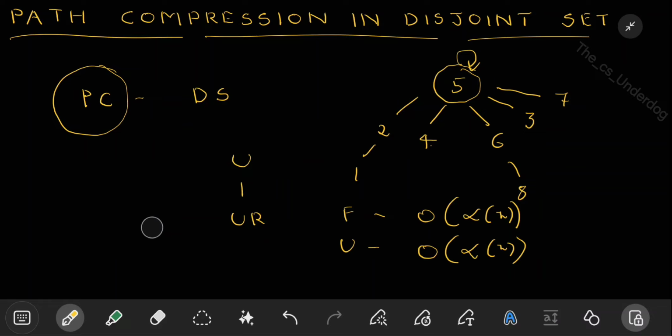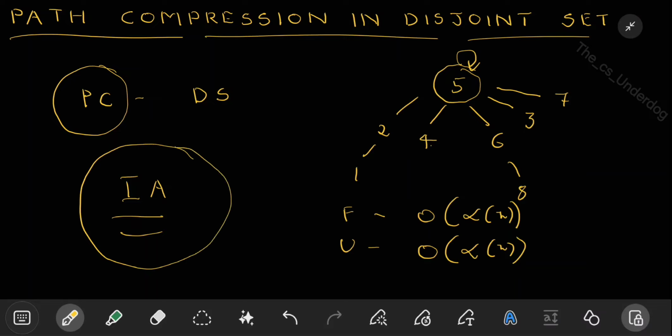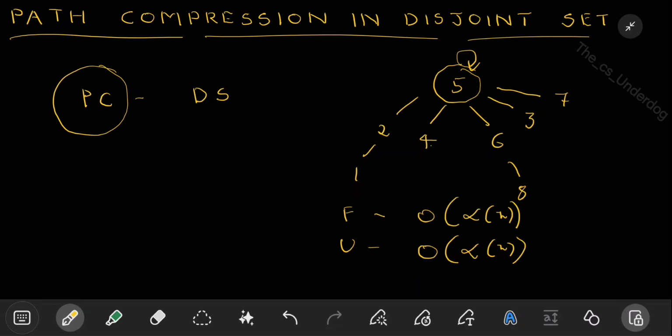And what is this alpha? Alpha is the inverse Ackermann function. What is the inverse Ackermann function? This is a function with a lot of specialities, and the main one is that it grows so slowly that even if you take a very large number and put it into the inverse Ackermann function, you will get a very small number like 1, 2 or 3. Even if it is such a huge number, you will get a very small number because this inverse Ackermann function grows very slowly.